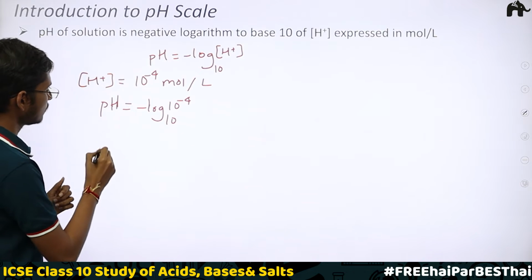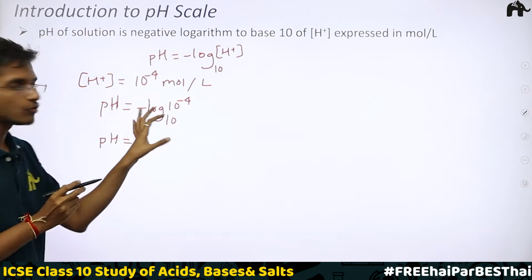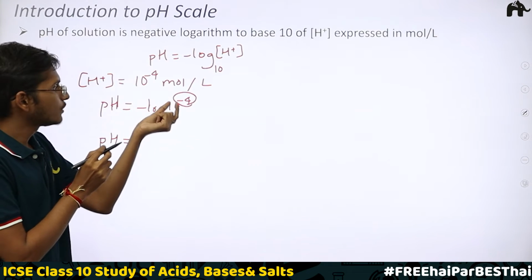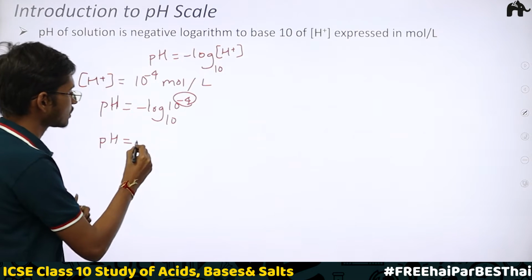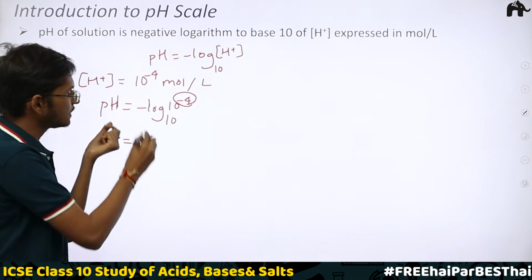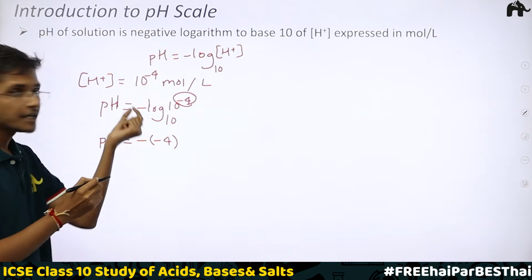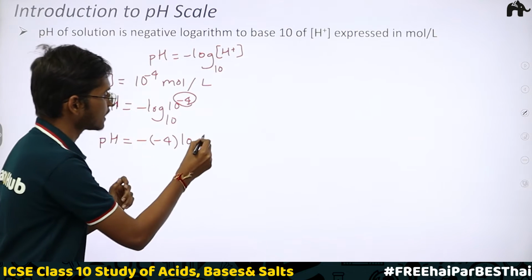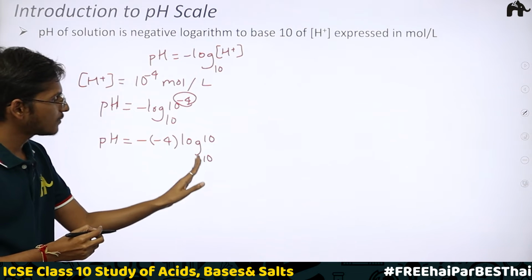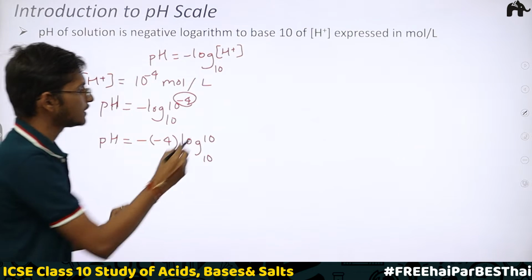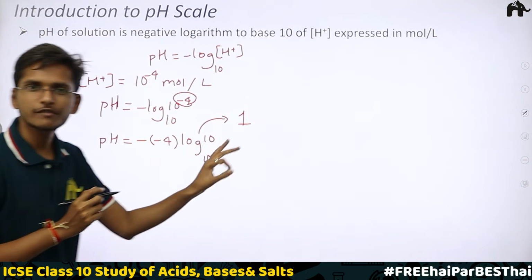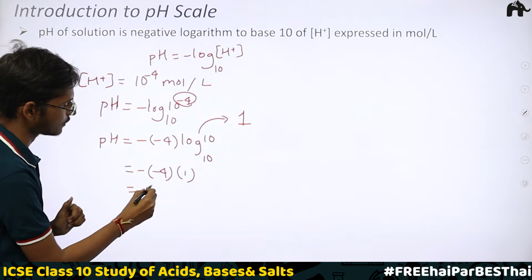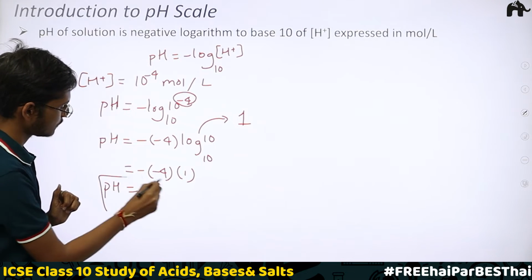Now we will just solve it. Whatever the power is, 10 to the power minus 4, we bring that power ahead of the log. I'm writing the negative sign here, and I bring the entire power term, minus 4, ahead of the log, and then write log base 10 of 10. Whenever you find log base 10 of 10, it's actually 1. Very simple. So minus of minus 4 into 1: minus of minus 4 is plus 4. So the pH of the solution is 4.